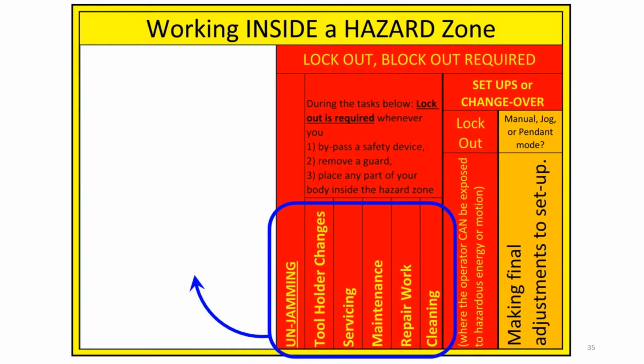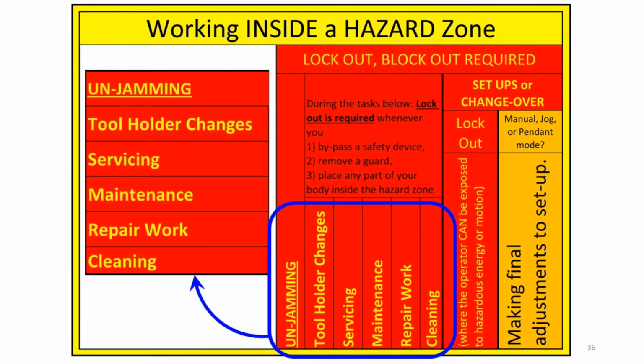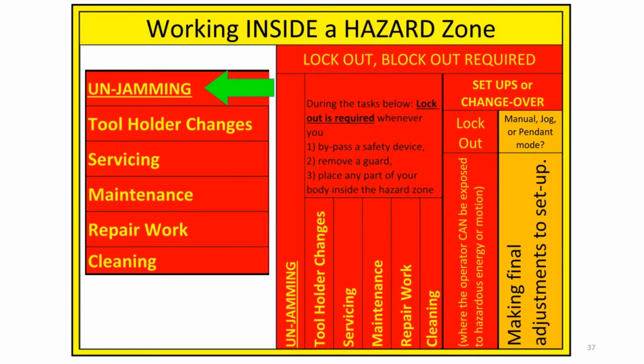And now let's rotate the tasks in the blue box up and to the left so that we can more easily read them. OSHA has very clear language regarding the kinds of tasks that require lockout. If you have to reach or climb into a hazard zone to unjam a machine, you have to lock it out and or block out the hazards. For clarity, I'm going to repeat that. If you have to reach or climb into a hazard zone to unjam a machine, you have to lock it out and or block out the hazards.